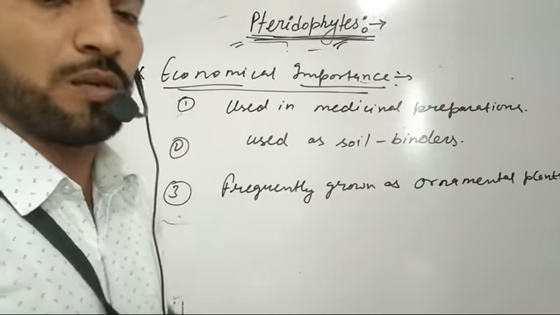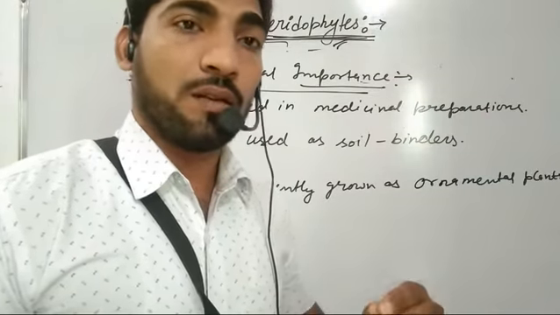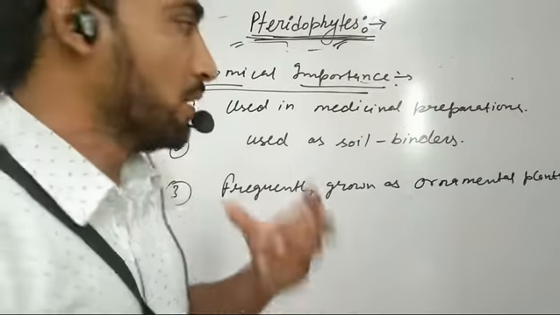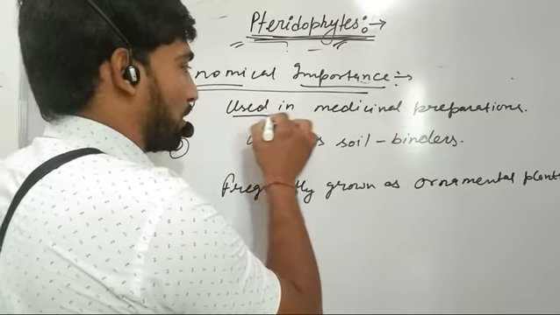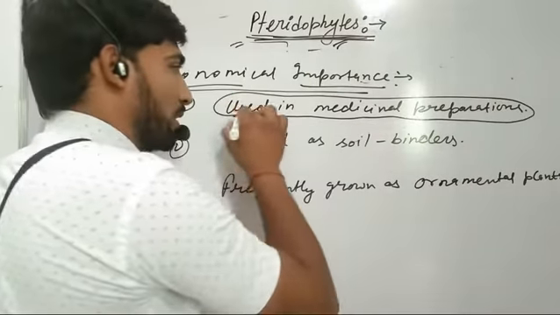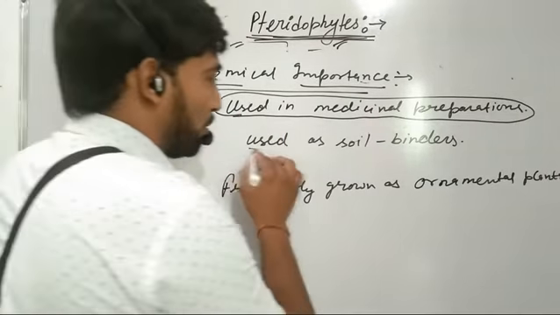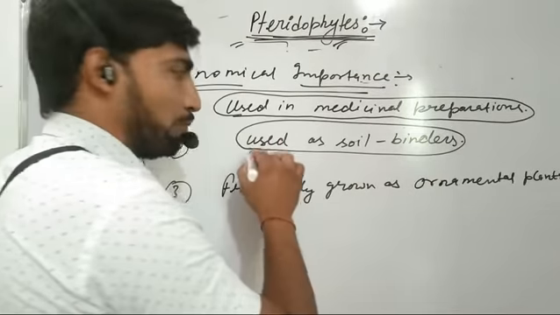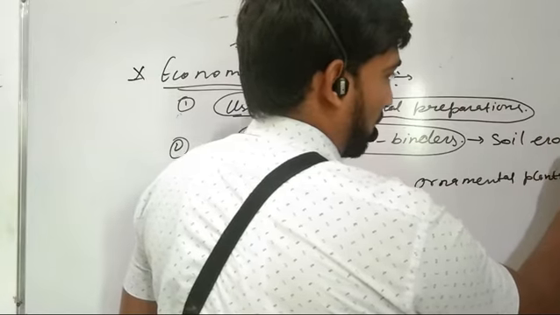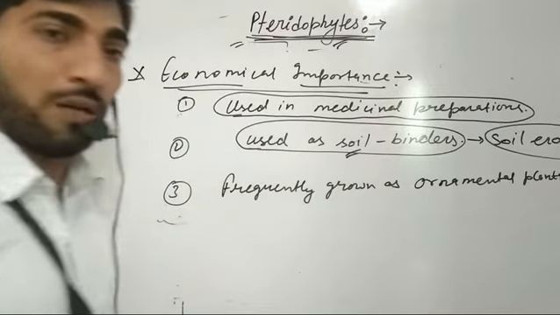Their first economic importance is that these pteridophytes are used in medicinal preparations. They are used in the preparation of cream, jelly, gel and all these. Second, they are also used as soil binders, responsible for preventing soil erosion.